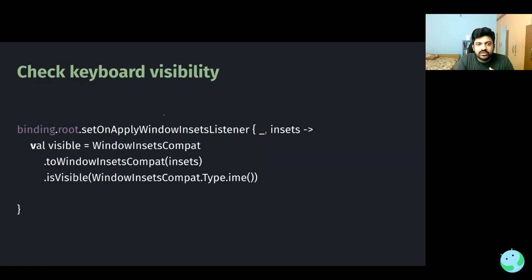Checking for keyboard visibility. Traditionally, to check for keyboard visibility, we would have a global listener on our views, and then we would check when they change. And based on the change, we would look at the delta, and from the delta, we try figuring out the height of the keyboard. A pretty messy process.